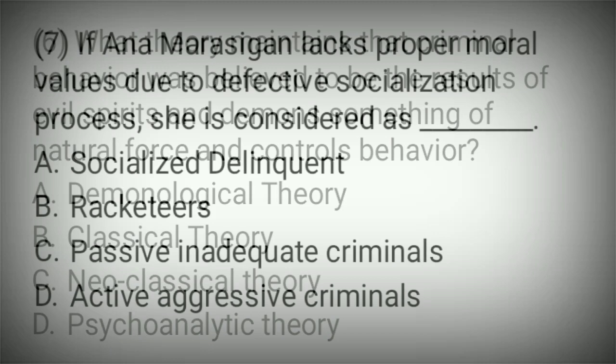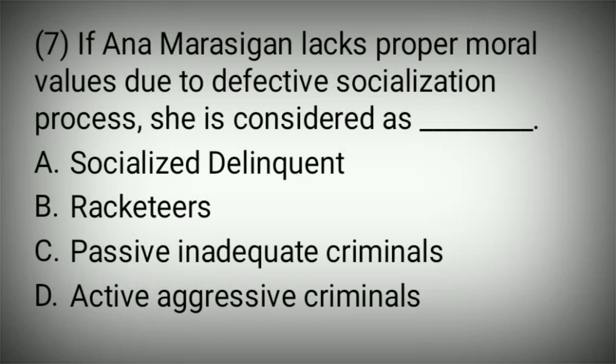7. If Ana Marasigan lacks proper moral values due to defective socialization process, she is considered as blank. A, socialized delinquent. B, racketeers. C, passive inadequate criminals. Or letter D, active aggressive criminals.